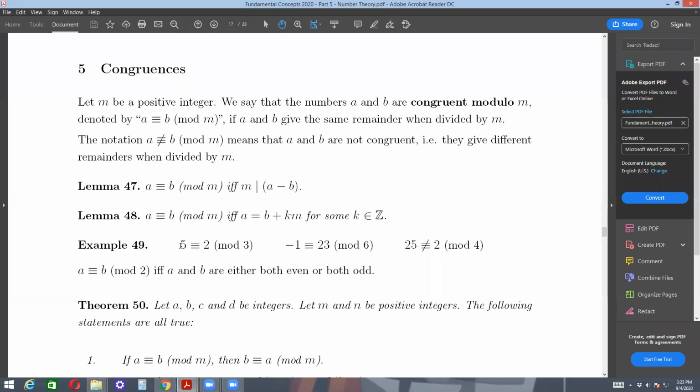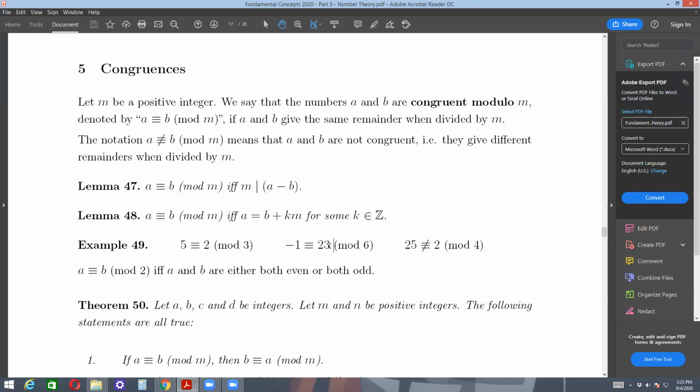So for example, 5 and 2. If you divide 5 by 3, you're going to get 1 remainder 2. We don't care about the 1, we just care about the remainder. So you divide 5 by 3 and the remainder is 2, and obviously 2 is the same as 2. So 5 is congruent to 2 mod 3, that's true.